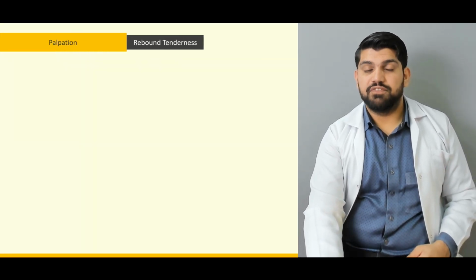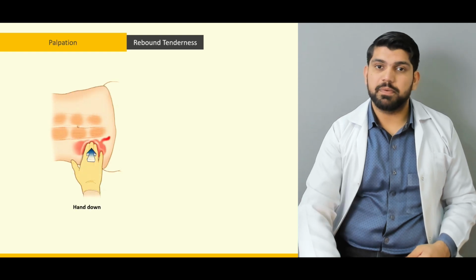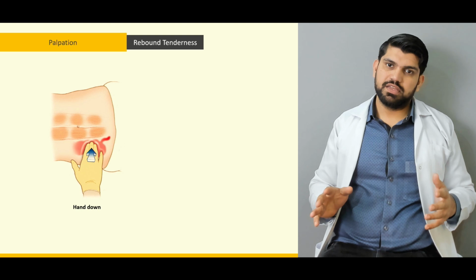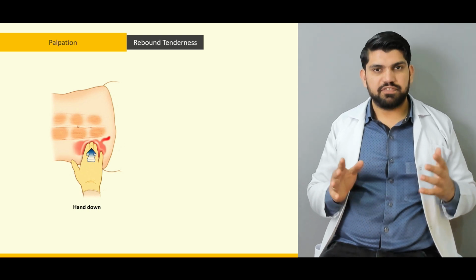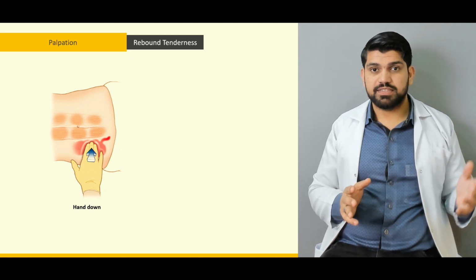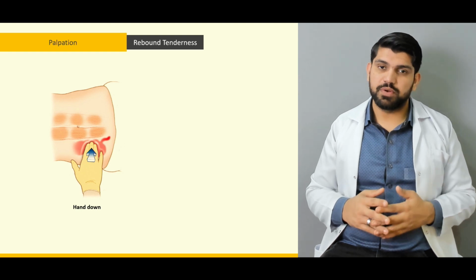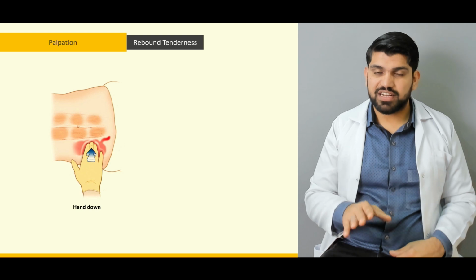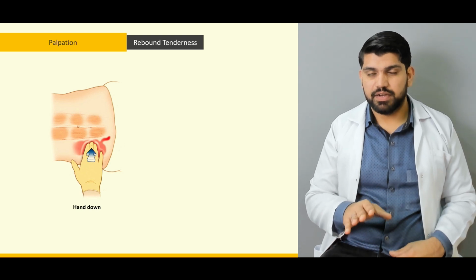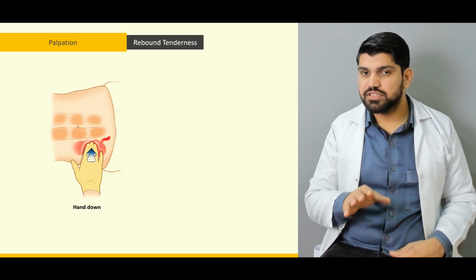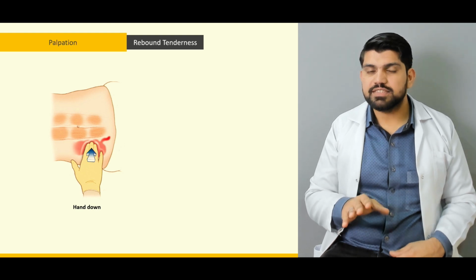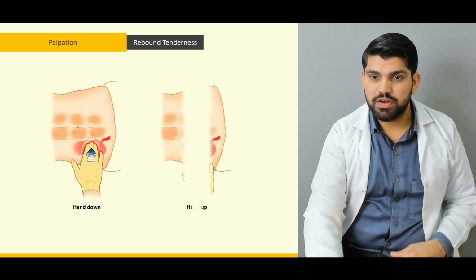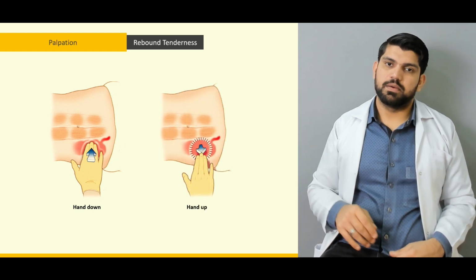Rebound tenderness, a very, very important manifestation in acute appendicitis. How do you palpate? Ask the patient to lie comfortably. Make sure the patient's legs are flexed. Again, ask the patient to breathe deeply and slowly. Push the hand firmly and gently palpate the right iliac fossa. And ask the patient to feel the pain. Ask the patient if there is pain while pushing downward, or while moving the hand up.